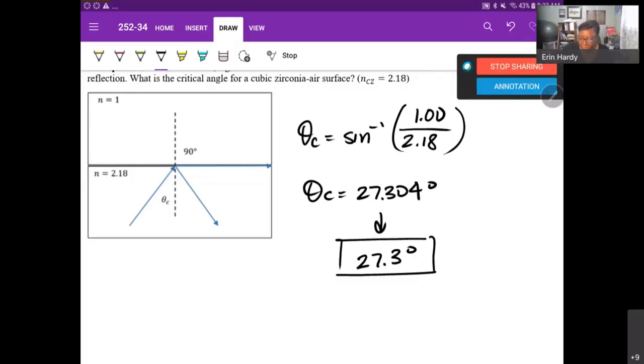All right, so let me quit sharing on this side, log out on that side, and we can use our last few minutes to look at the second half of this chapter.